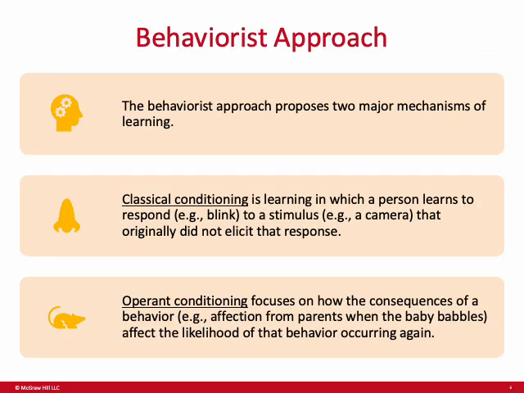The behaviorist approach proposes 2 major mechanisms of learning. Classical conditioning, which is learning that occurs when a person learns to respond to a stimulus that originally did not elicit that response. Operant conditioning focuses on how the consequences of a behavior affect the likelihood of that behavior occurring again.